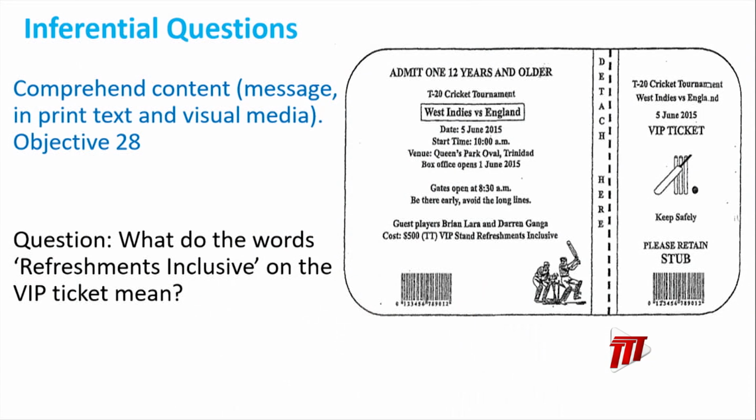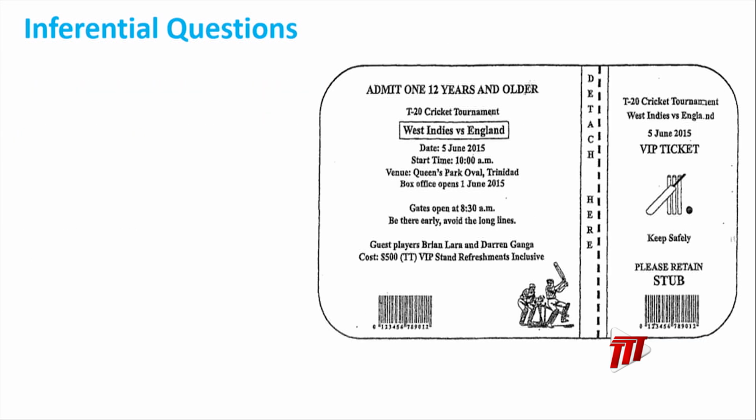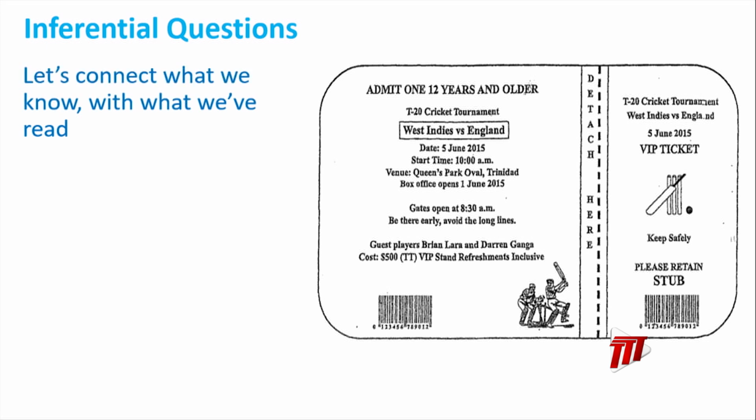what do the words refreshments inclusive on the VIP ticket mean? I'll read that again. What do the words refreshments inclusive on the VIP ticket mean? So let's have a look. Let's connect what we know with what we've read. If we examine our ticket, we would see that the cost of the ticket is $500 for the VIP stand, refreshments inclusive. Again, I said that vocabulary is now tested as part of the comprehension. It's no longer tested in isolation. So your knowledge of vocabulary, use of synonyms, antonyms, homophones, and using context clues to come up with your answers, all of these elements of vocabulary are very, very important.